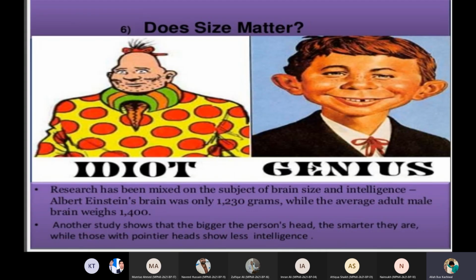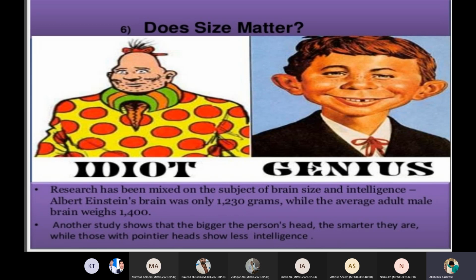So therefore, this is not true, the research has been mixed on the subject of brain size and intelligence. So Albert Einstein's brain was only 1230 grams, while the average adult male brain weighs 1400 grams.